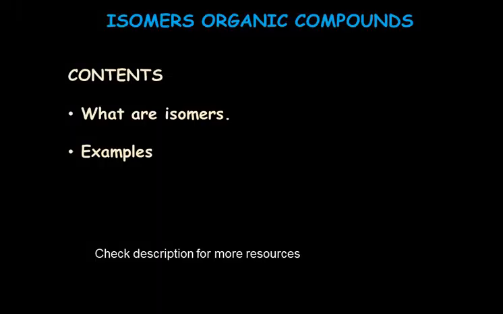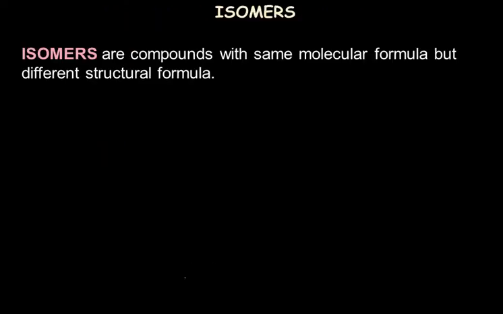In our earlier video, we had seen what organic compounds are, what homologous series are, hydrocarbons, and how to name organic compounds. In this video we will see what isomers are in organic compounds. So let's first see what isomers are. Isomers are organic compounds with the same molecular formula but different structural formula.